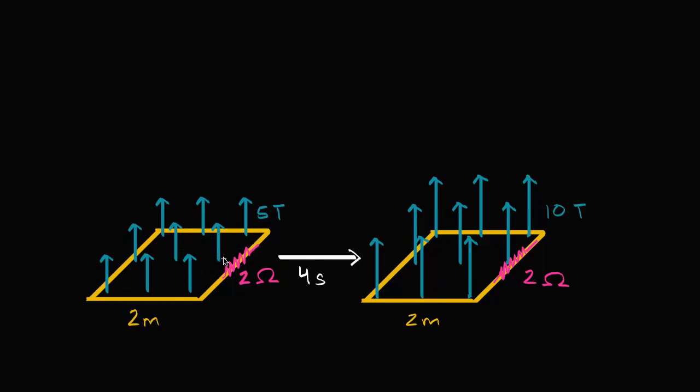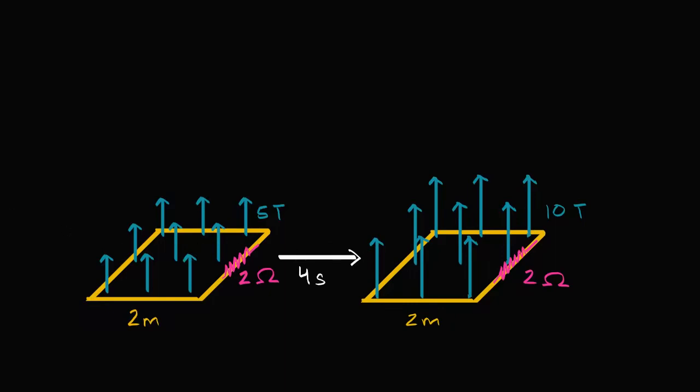Now, what we're going to see happen is over the next 4 seconds, and this is going to happen at a linear rate. It's going to happen at a constant rate. We're going to see the magnetic field over 4 seconds go from 5 teslas to 10 teslas. So it's going to double over those 4 seconds. And by doing so, we're going to have a change in flux. Let's think about what the change in flux is over this 4 seconds.